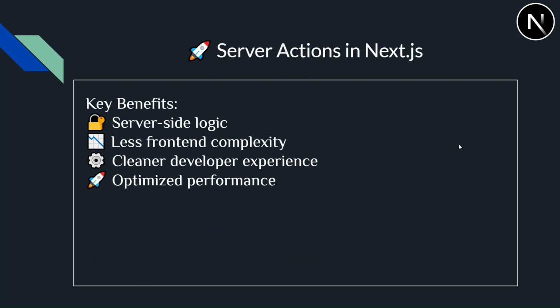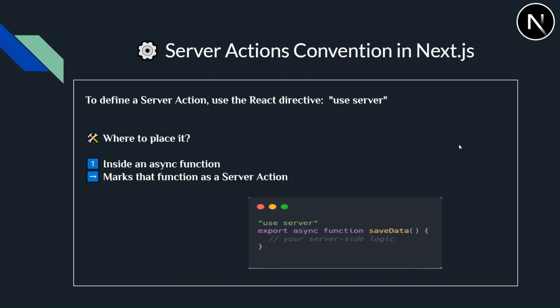There are two methods to implement server actions in Next.js. To define a server action, you use the React directive called use server. Where to place it? You have two options. The first option is to place it inside an async function and mark the function as a server action. As you can see in the screenshot, I have created an async function, save data, in which the server-side logic will be written. On top of that, you can see I use the use server directive, which defines that function as a server action.